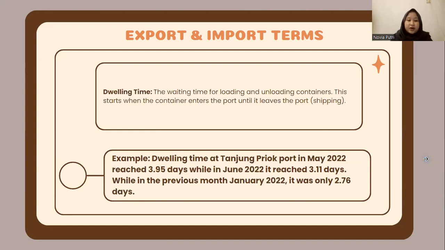And the next, dwelling time. So the waiting time for loading and unloading containers, they start when the containers enter the port until it leaves the port or shipping. So for example, waiting time at Tanjung Priok port in May 2022 reached 3.95 days, while in June 2022 it reached 3.11 days, while in the previous month, January 2022, it was only 2.76 days.